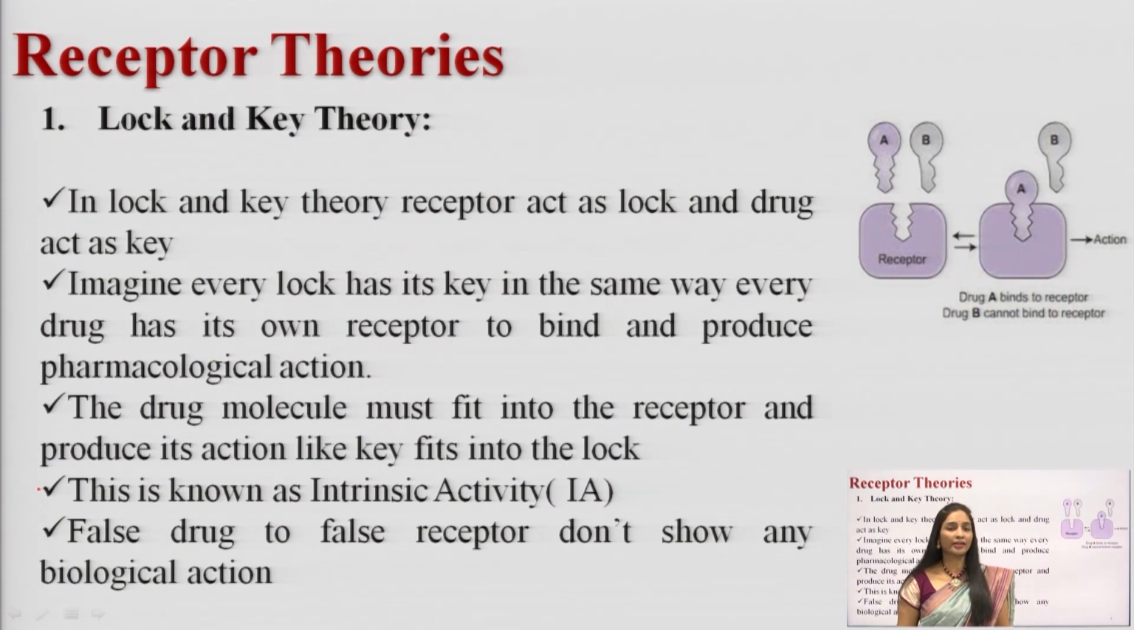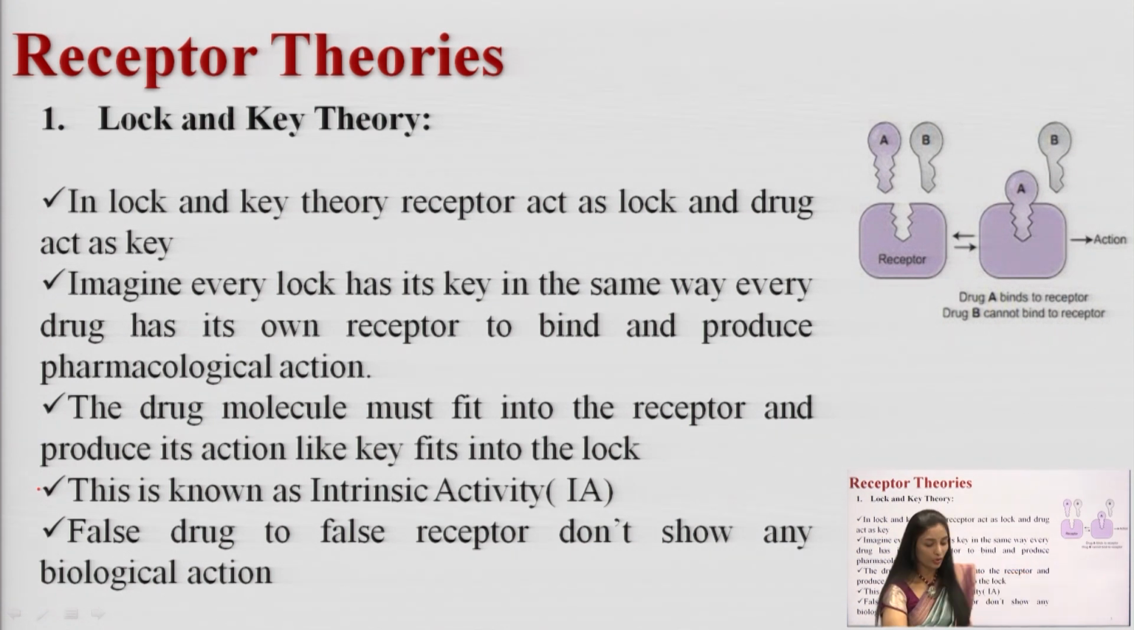So, what is the lock and key theory? Just like a lock and key, every lock has its own key. In the same way, every receptor has its own drug. If the receptor and drug do not match, then there will be no pharmacological action. Here the lock is the receptor and the key is the drug. Every lock has its own key, in the same way the receptor has its own drug.